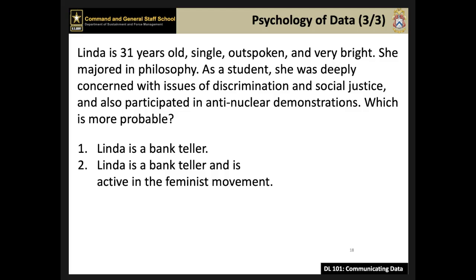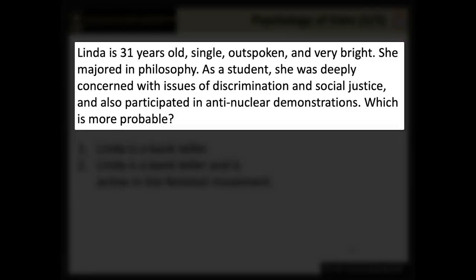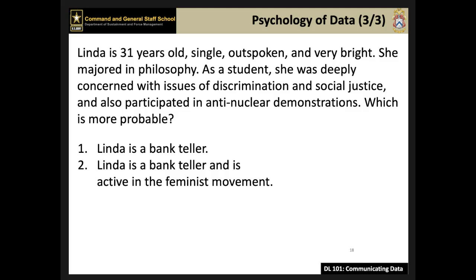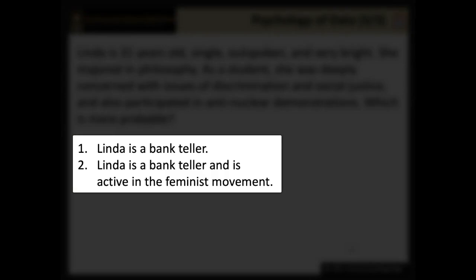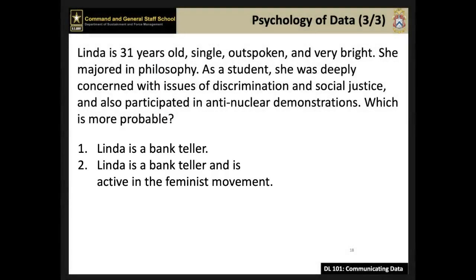Let's explore a common cognitive bias known as the conjunction fallacy through this example. Linda is a 31-year-old, single, outspoken, and very bright young woman. She majored in philosophy. As a student, Linda was deeply concerned with issues of discrimination and social justice, and even participated in anti-nuclear demonstrations. So which is more probable? Linda is a bank teller, or Linda is a bank teller and active in the feminist movement?